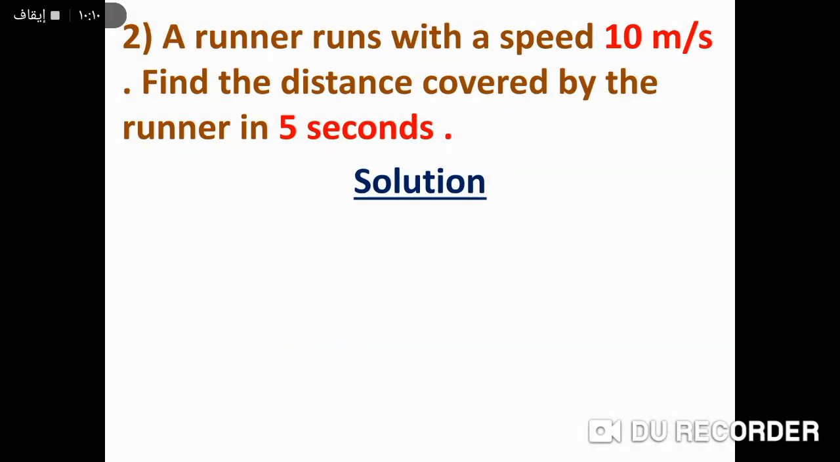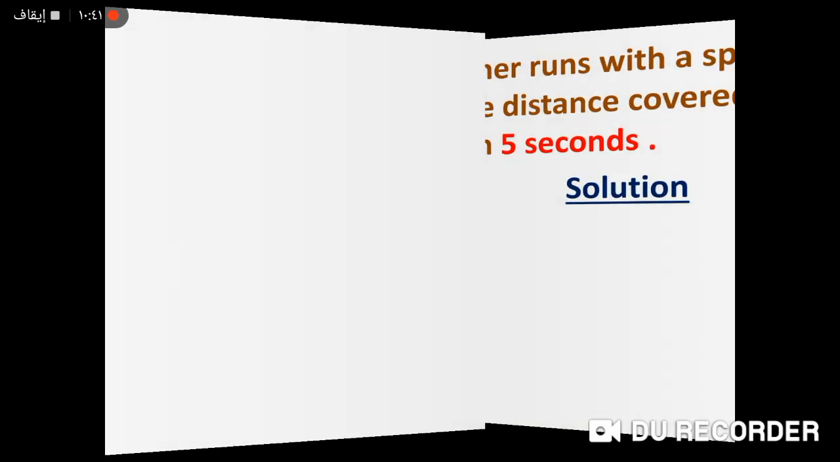Another problem: a runner runs with speed 10 meter per second. Find the distance covered by the runner in 5 seconds. Here we want to find distance, so you will put the law of distance, d equal v times t. V here is 10 meter per second. Time here is 5 seconds. So we will multiply 10 by 5 equal 50, and put the unit of distance, equal 50 meter.